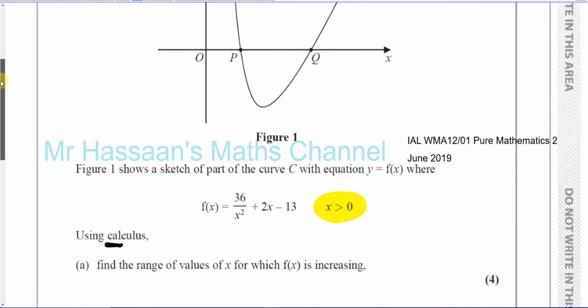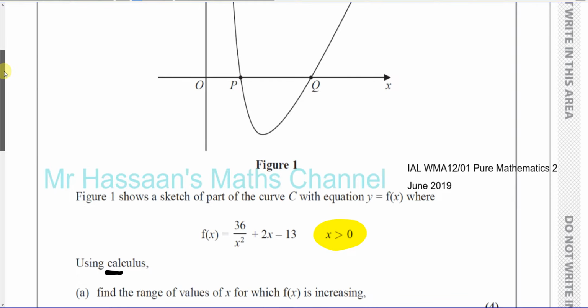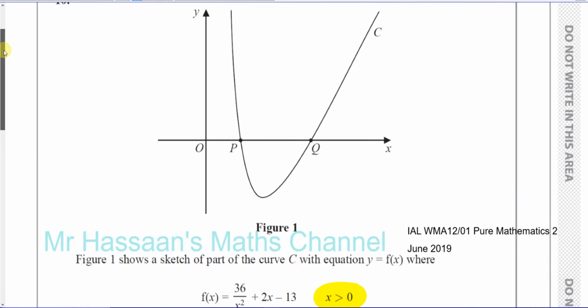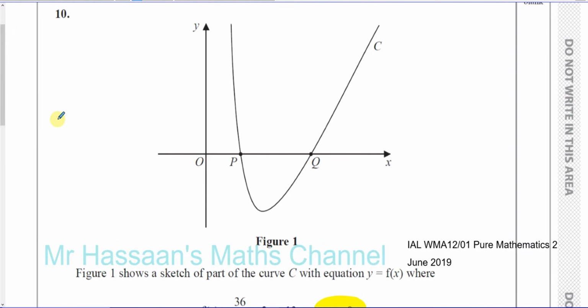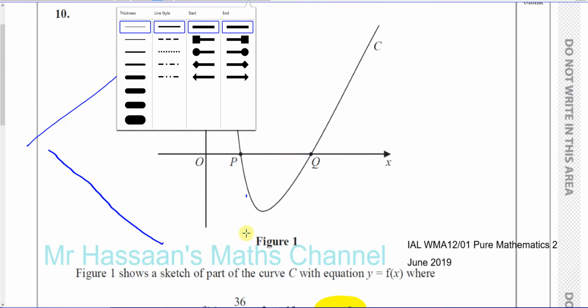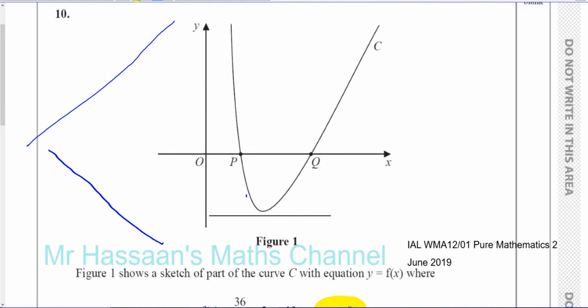So the range of values of x for which a function is increasing are the range of values of x for which that function has a positive gradient, because a function increases when its gradient is positive, and it decreases when its gradient is negative. And we can see this function is decreasing until the point at which it turns, where the gradient becomes 0. At this point the gradient is 0, at the point where it turns. Then the gradient starts to become positive again.